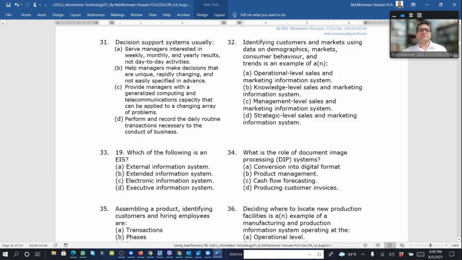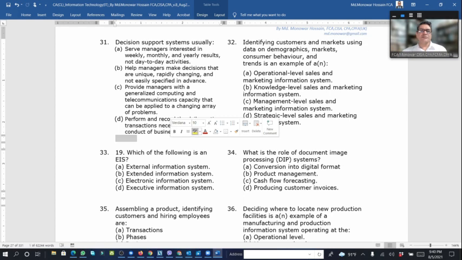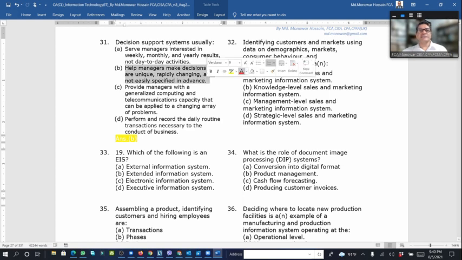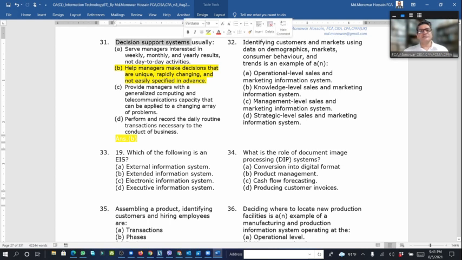Decision support system usually, so here are 4 items. Let us see the answer, then we'll read out the answer. Answer B. So decision support system usually helps managers make decisions that are unique, rapidly changing, and not easily specified in advance. So decision support system usually helps managers with decision making.